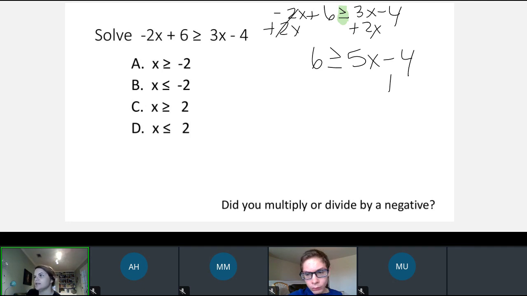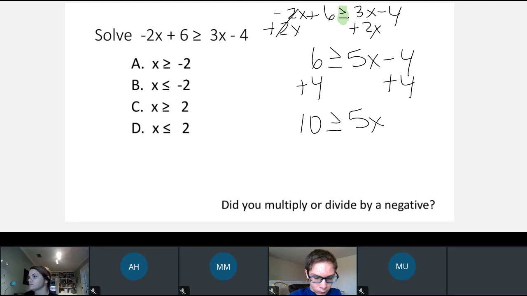So the next step that we're going to do is add 4 to both sides. So I get 10 is greater than or equal to 5x. Then I'm going to go ahead and divide by 5 on both sides. So I get 2 is greater than or equal to x.